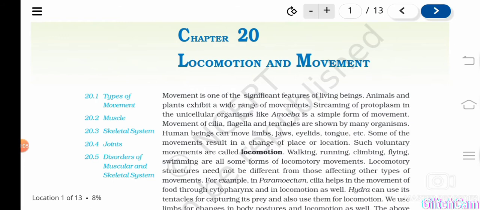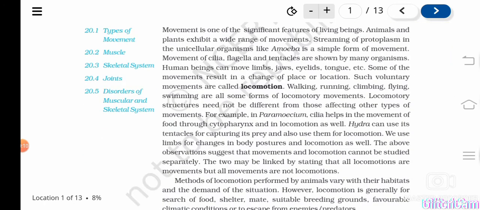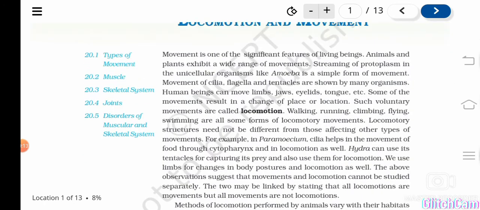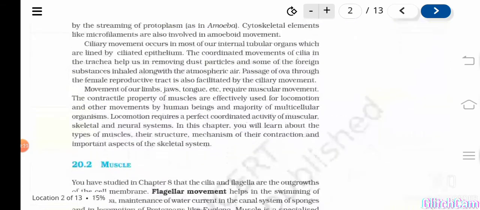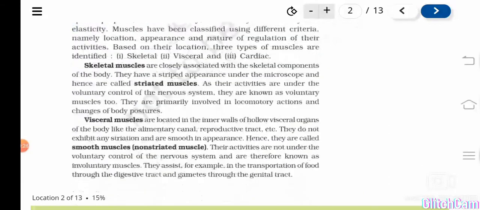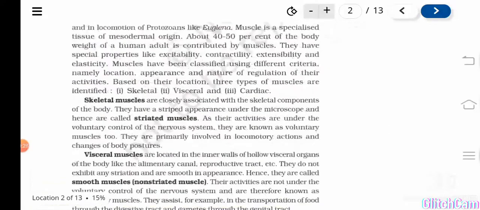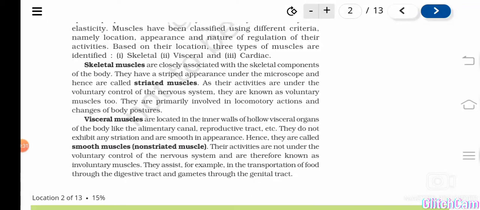So today we'll start a new chapter, chapter 20, locomotion and movement. I hope you understood the previous chapter and have studied well. In this chapter only a few topics are there for you to study: the skeletal muscles, then the structure of skeletal muscles or muscle fiber, then the mechanism of contraction of muscles. So this much only you need to study.